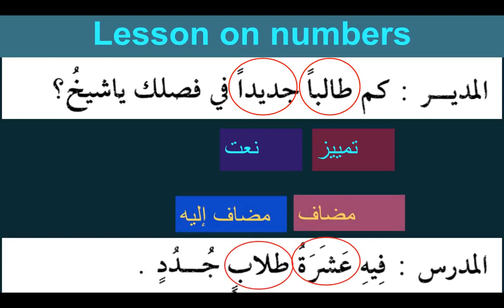And what is jududun? So tullabin is the plural word of talibun. So we have tullabin, jududin, plural, same case ending, that is naat. So in it they have 10 new students. So always naat is translated first, then man'oot. So in it there are 10 new students.